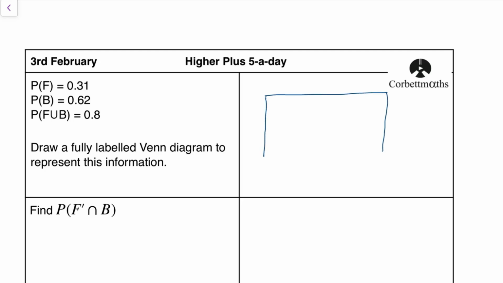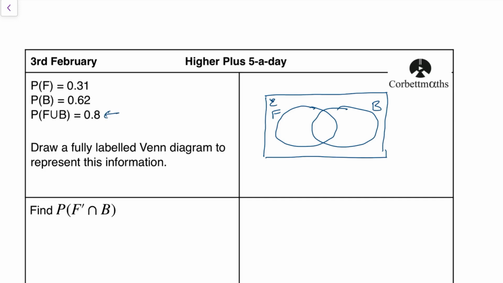So I have F as one of my sets and I have B as my other set. What do I need to do? So draw a fully labelled Venn diagram. Okay. Well, it's fully labelled. Let's put the universal symbol up there. I'm going to label this F, so I've done that properly, and label this B. So far, so good. Now, it says the probability of being in F or in B is 0.8.